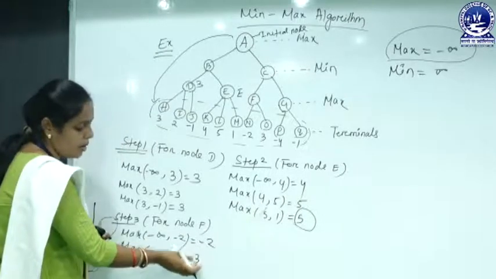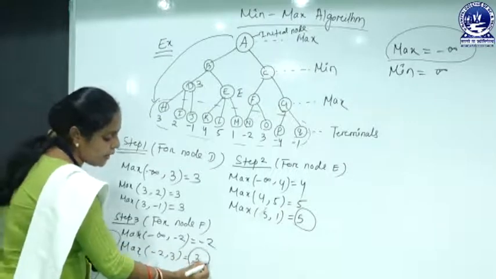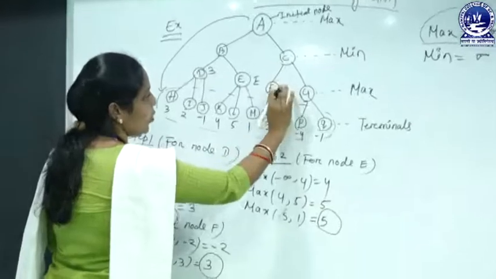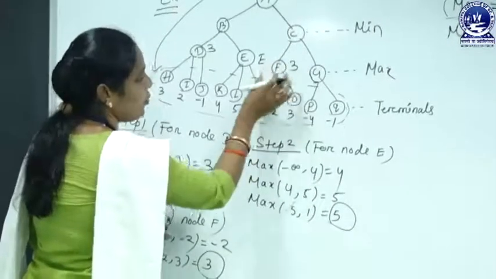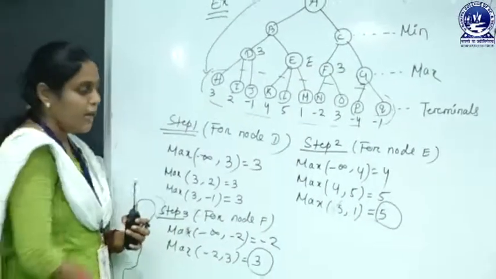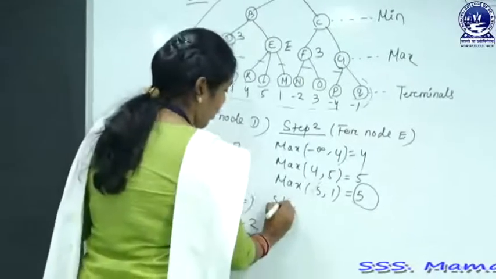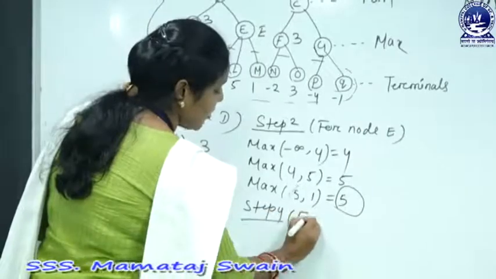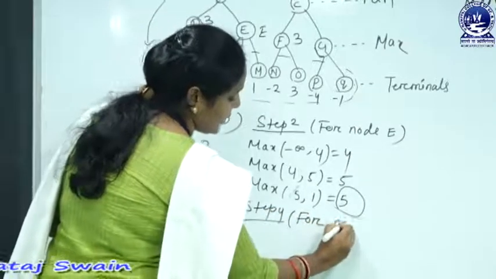Now from this, the 3 is our maximized value for the node F, or the utility value for the node F. Again in step 4, we calculate the maximized value for the node G.